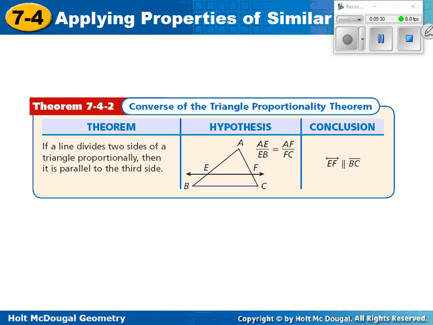So do you see parallel marks on this picture? No. So what they're saying is if AE over EB reduces to the same fraction as AF over FC, if that's true, then you can say that these lines must be parallel. So now we're just going the other direction and trying to prove that they really are parallel. Okay? It's called the converse of the triangle proportionality theorem.